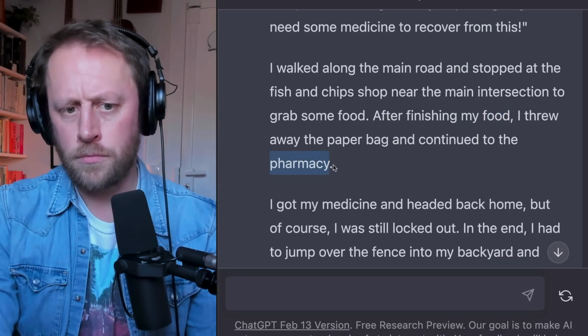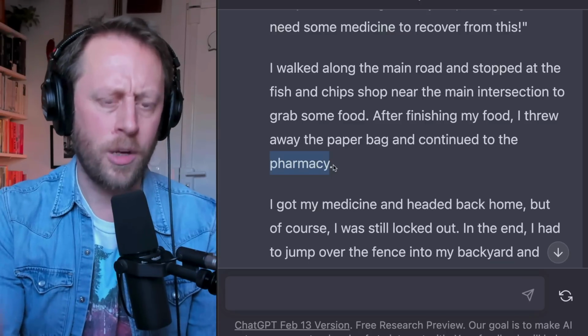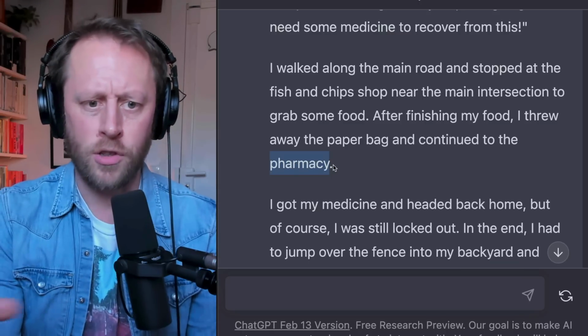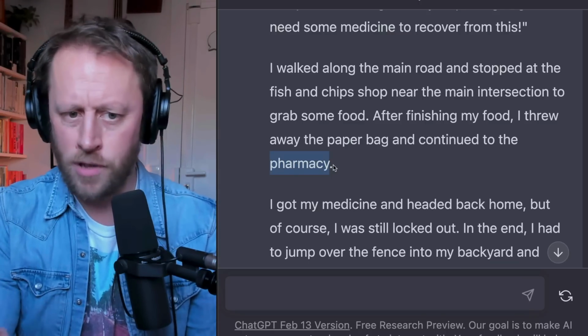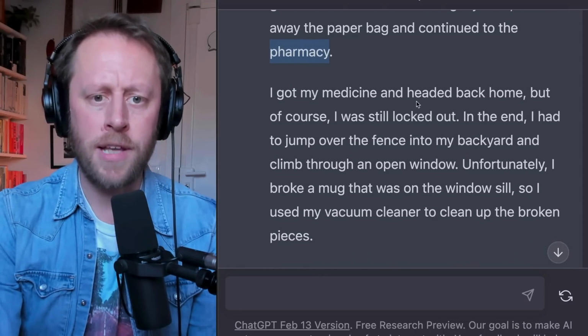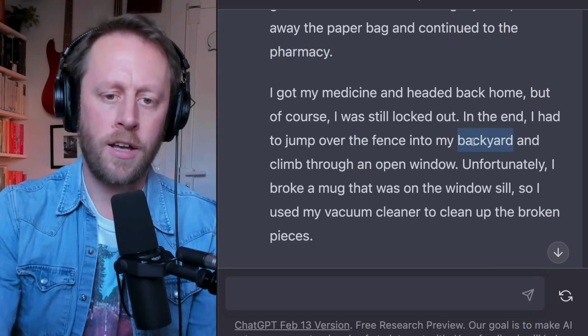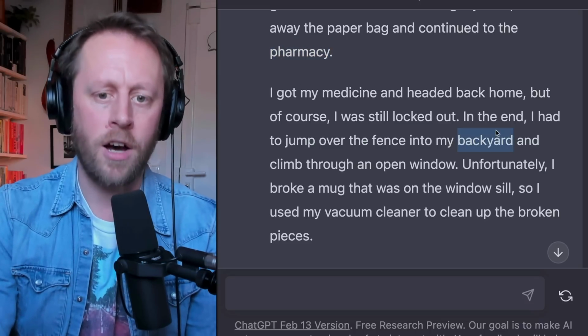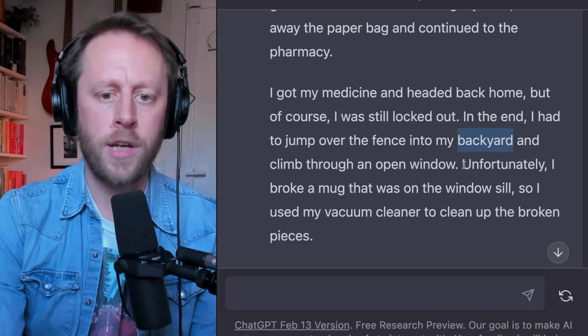I was thinking that it would change rubbish bin to trash can, but it's just kind of rewritten it and avoided using the word at all. I got my medicine and headed back home, but of course I was still locked out. In the end, I had to jump over the fence into my backyard, so they call it a backyard, not a back garden, and climb through an open window.